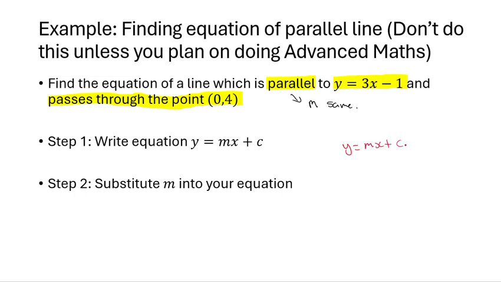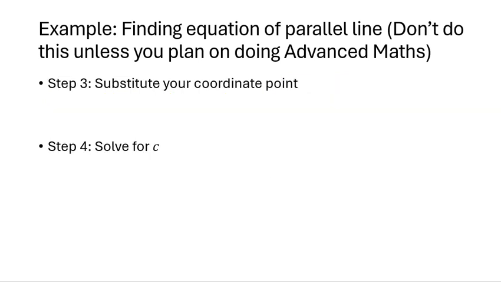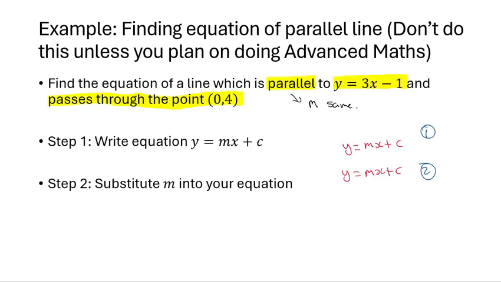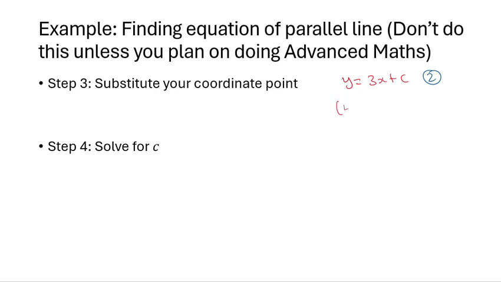This is technically the order that I would write it in, so how I would answer the question. I'd first start out by writing the formula y equals mx plus c, just so I know what it's going to look like at the end, yeah? Step 2: substitute m into your equation. Since I know m is the same as whatever is given for the line, I can write it into y equals mx plus c. I'll indicate step 1, step 2. Now step 3, substitute your coordinate point. My coordinate point given to me is (0, 4), so that's what I'm going to substitute.